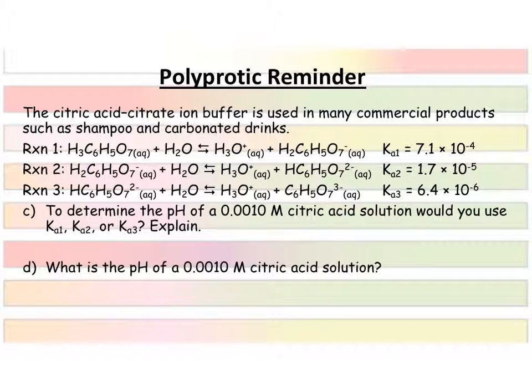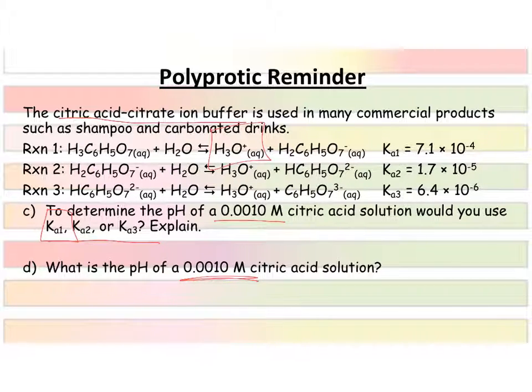Okay, so continuing on with that same citric acid citrate ion buffer, let's determine the pH of a 0.001 molar citric acid solution. In order to do that, we need to determine if we're going to use Ka1, Ka2, or Ka3. To determine pH, we always use the largest Ka value. That's always going to be Ka1 because that's going to give us 99% of our H3O+, which are going to play into our pH.